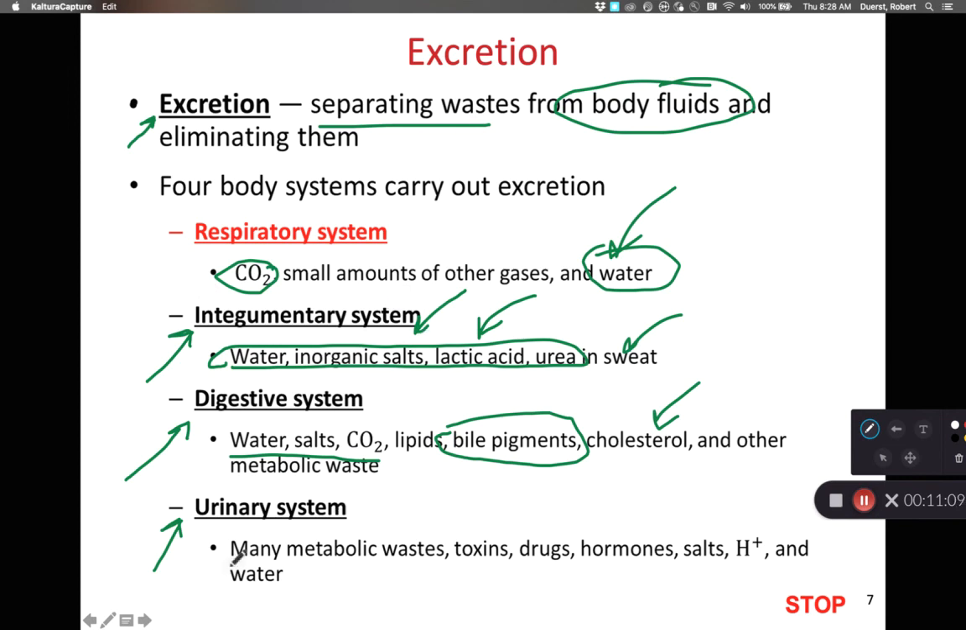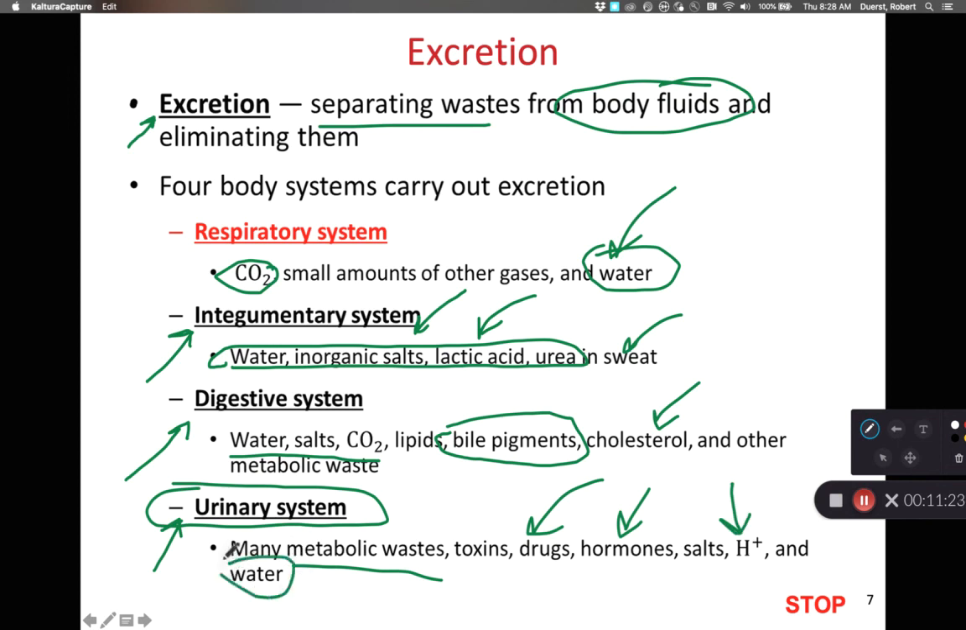As we look at excretion, though, overwhelmingly, we excrete or filter our blood with the urinary system. This is how we remove most of the metabolic waste from our bloodstreams: drugs, hormones, hydrogen ions to regulate pH balance, and if we drink too much, we can get rid of that excess water as well.